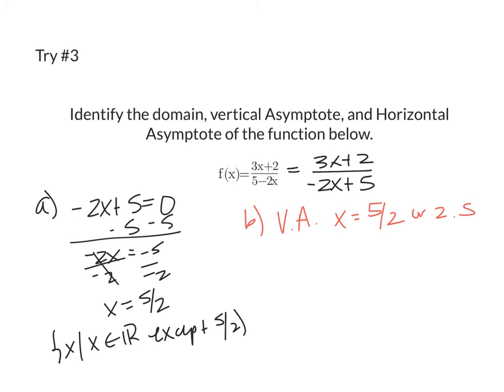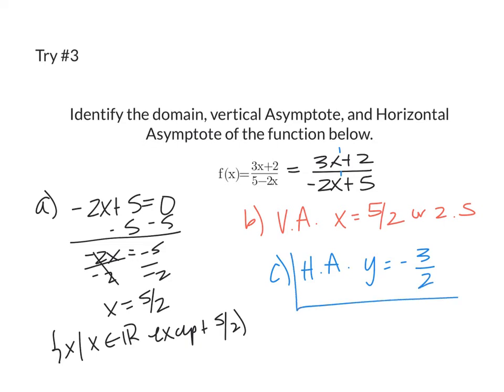And then the last one, the horizontal asymptote, this is the reason why we switched them. Their powers are 1, so they're the same. So you need to be sure that you focus on the coefficients. And so our horizontal asymptote is y equals negative 3/2.